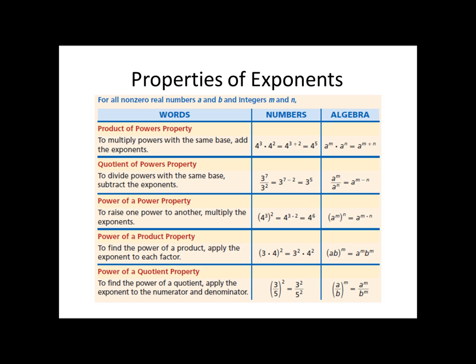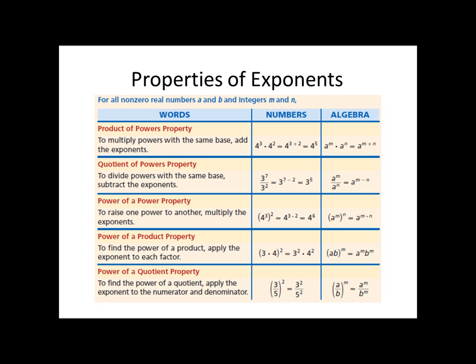But here's some properties. If you have the same base number or the same base letter multiplied together, you can add the exponents. So 4 cubed times 4 squared, because they're both 4, we can add the power. It becomes 4 to the 5th power.